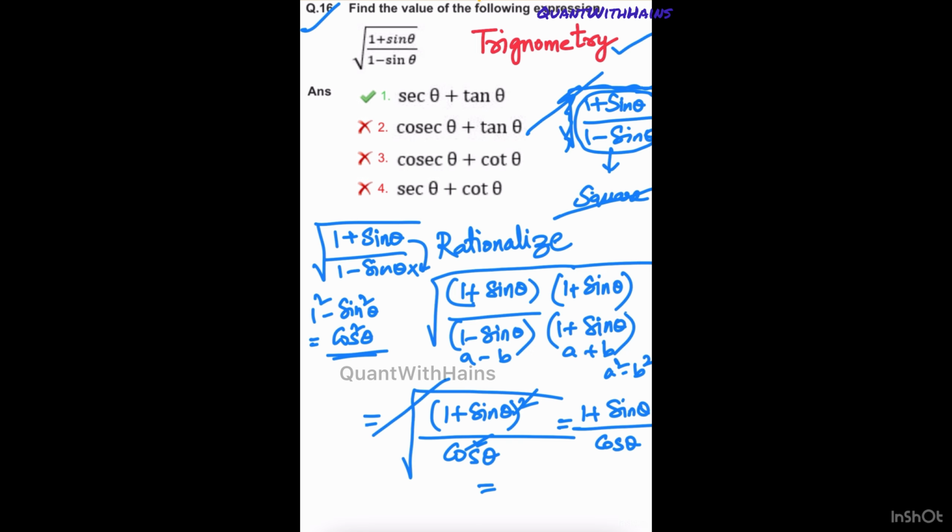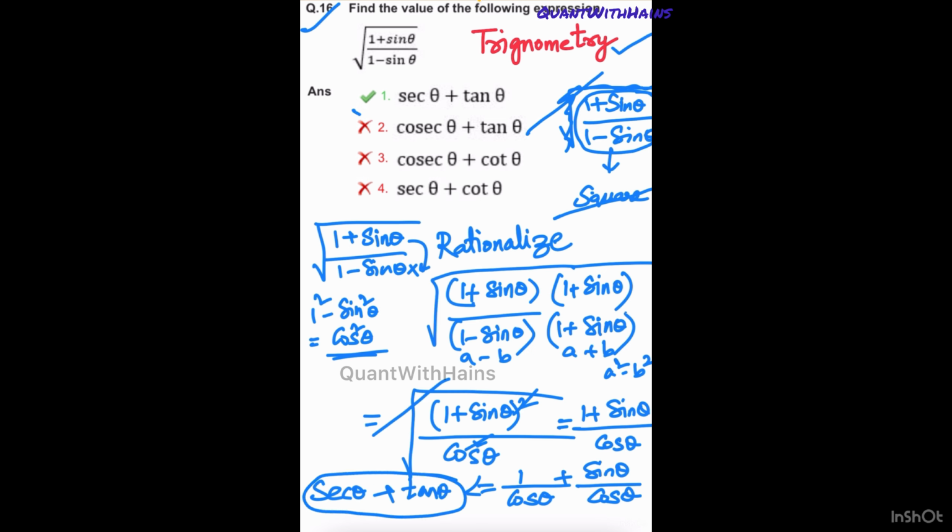How do we write this? This is 1 plus sine theta by cos theta. So this is 1 by cos theta, which is secant theta, and sine theta by cos theta is tan theta.